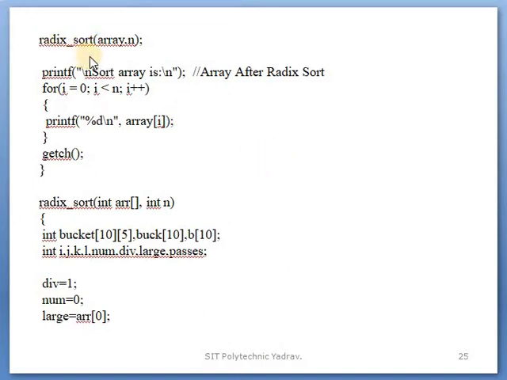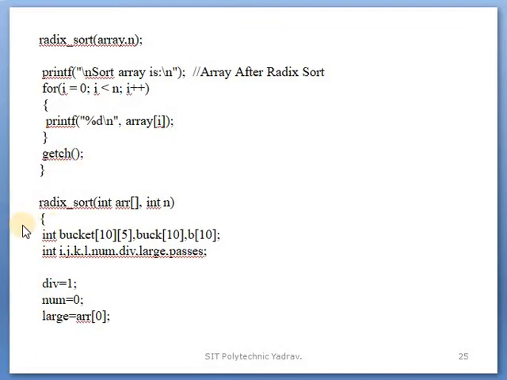The next function is called radix sort, which passes the value. The array is passed. After that, the printf function displays the sorted array, it is the output statement. For i is equal to 0, i less than n, i plus plus, printf, the numbers will be printed, and slash n is used, so the numbers will be displayed on a new line. Then the function is closed.